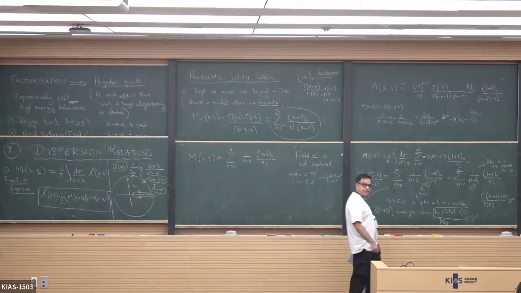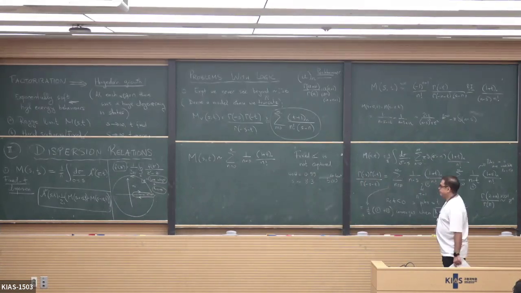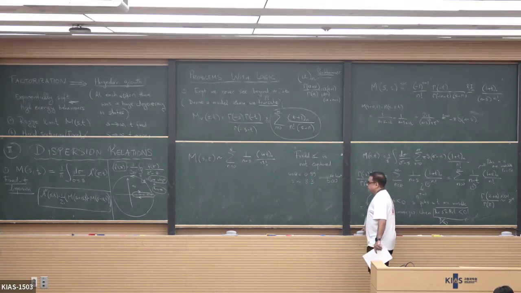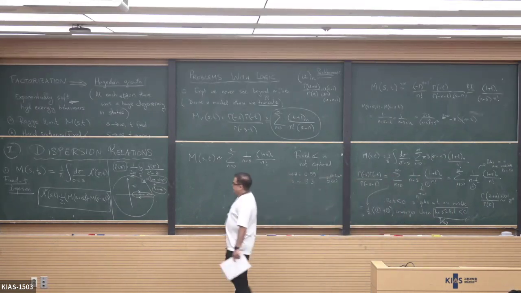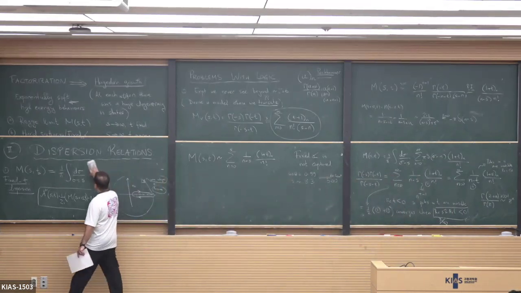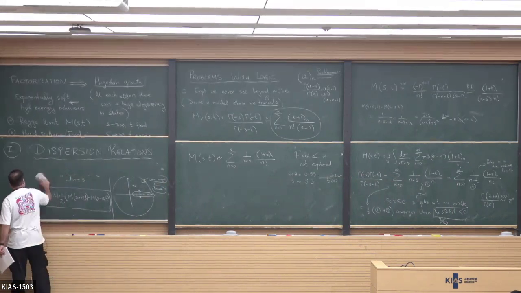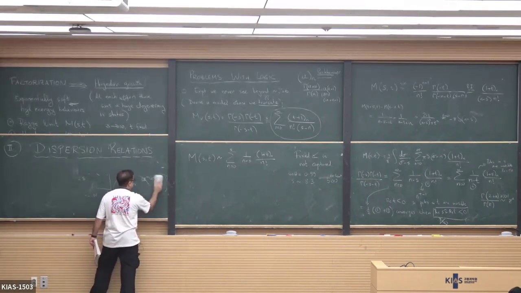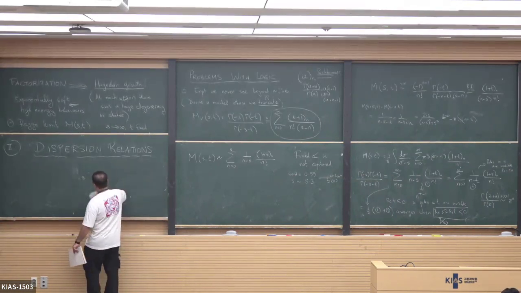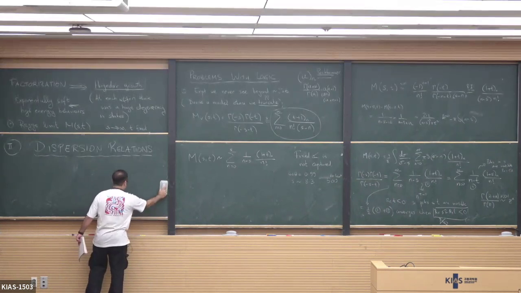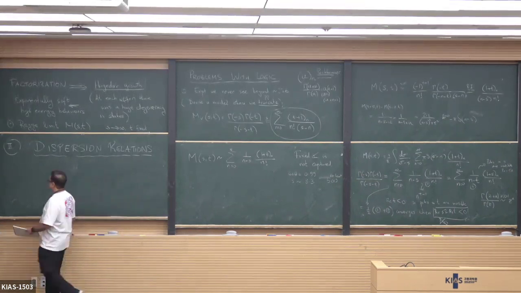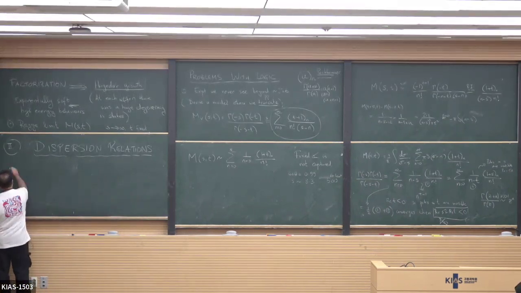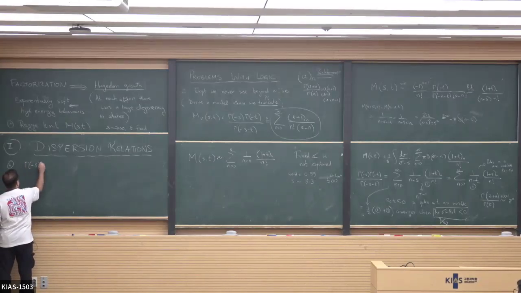So that is the fixed T dispersion relation. So what can we do? So let's look at the amplitude again. So there is a bit that you can do using this fixed T business. So let's write that out again.